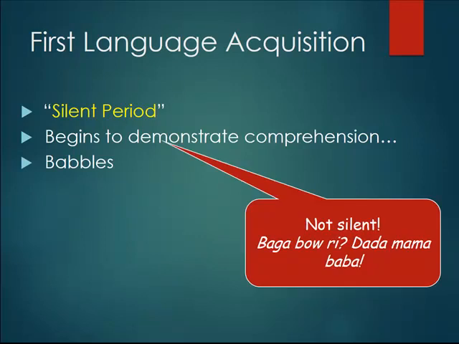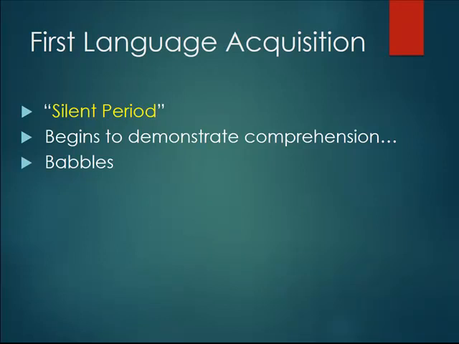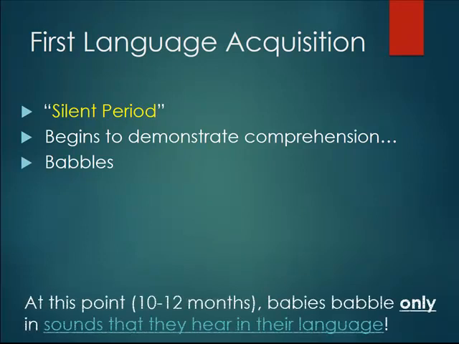This is usually called the silent period because babies are not actually communicating in words and phrases at this point, but it's not really silent at all. There's a lot of noise coming out of babies, and some of that noise is vaguely recognizable. For example, my daughter, when she was probably about 12 months, said things like "Bagabaurai" and "Dada Mama Baba," and she certainly said it with conviction, and we assumed that it meant something to her, even though we had no idea what it meant.